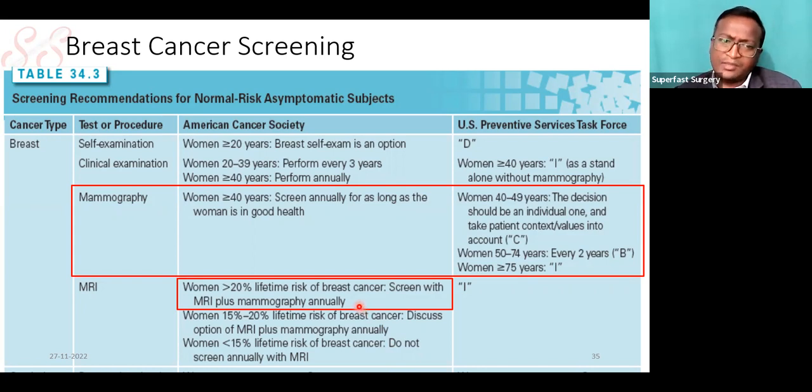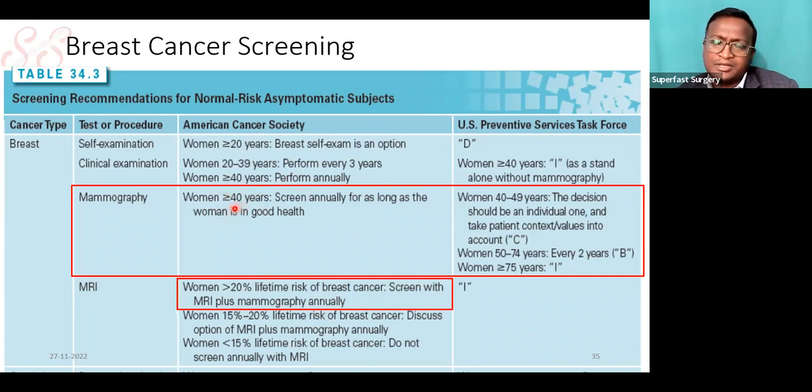mammography. The reason why mammography is added together with MRI is because the sensitivity of MRI is high, but the specificity is low. And that is the reason why there is a high chance of false positivity. MRI will detect even a small lesion, and there is a chance of high false positivity. So mammography and MRI should be used in combination.